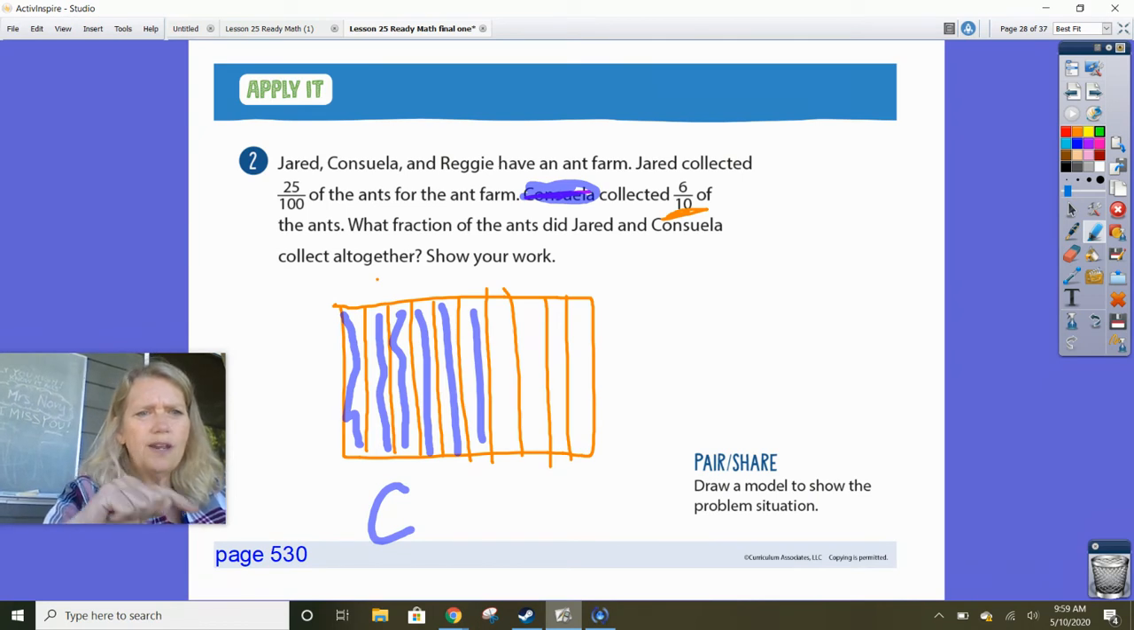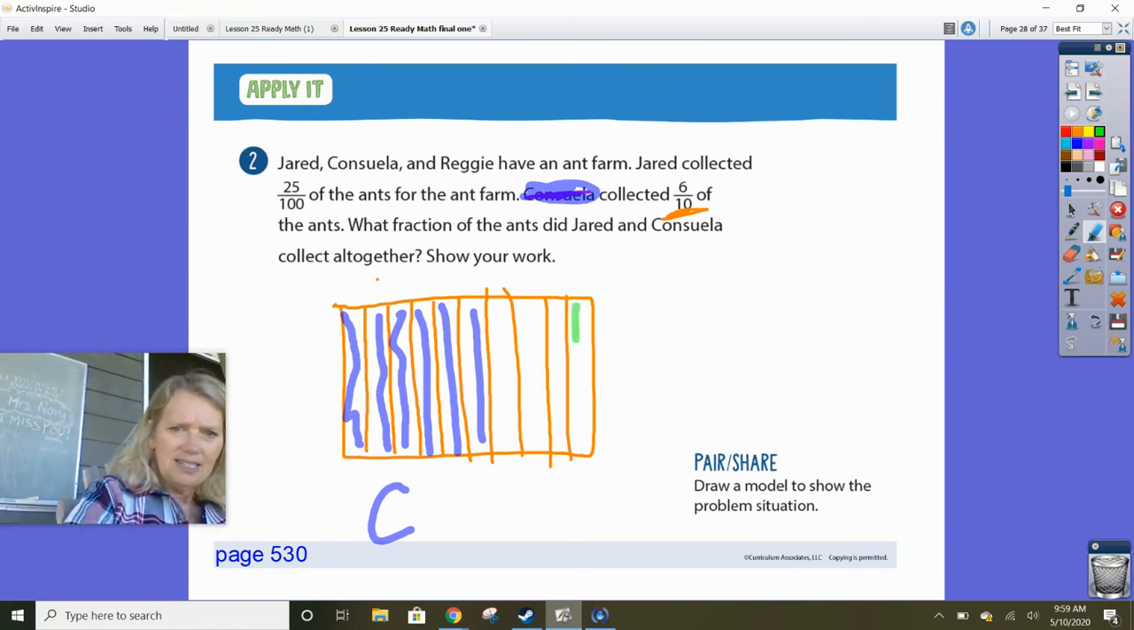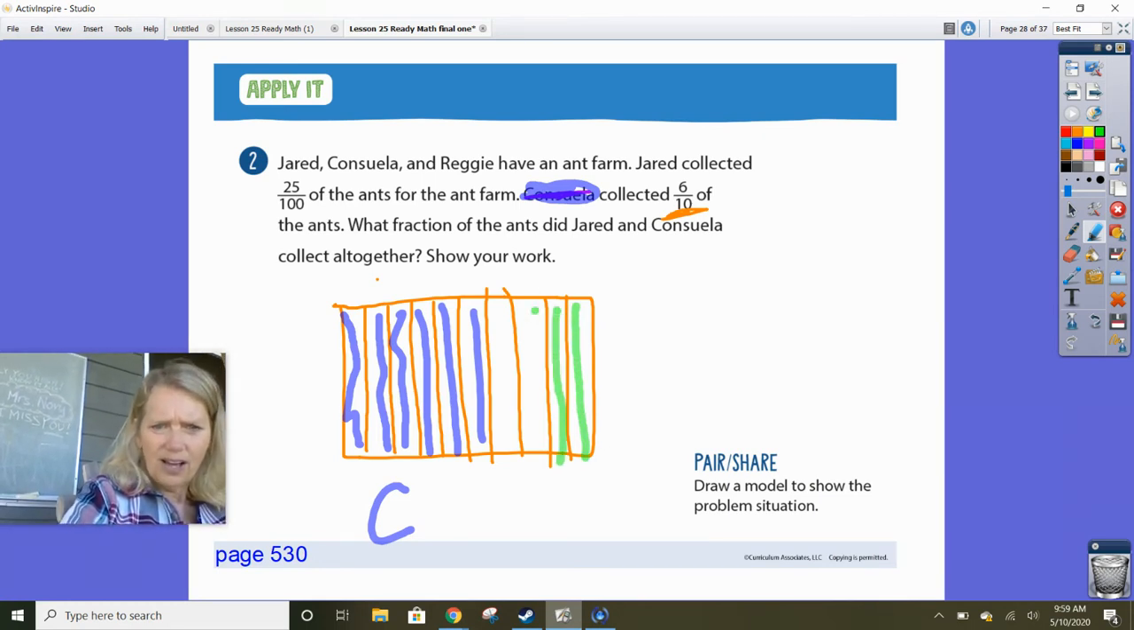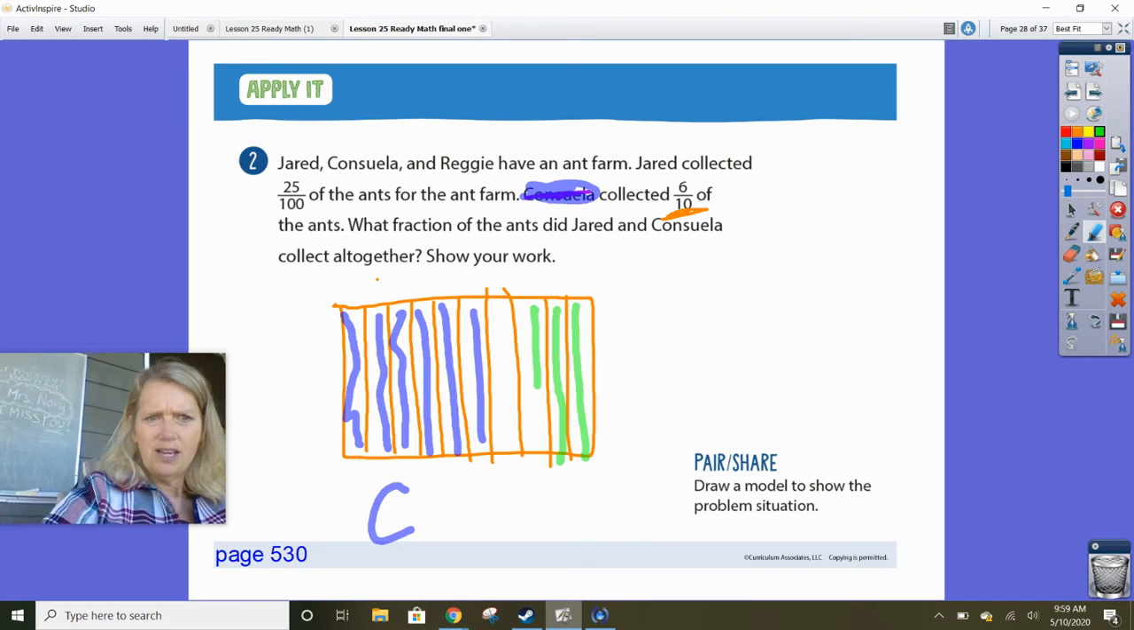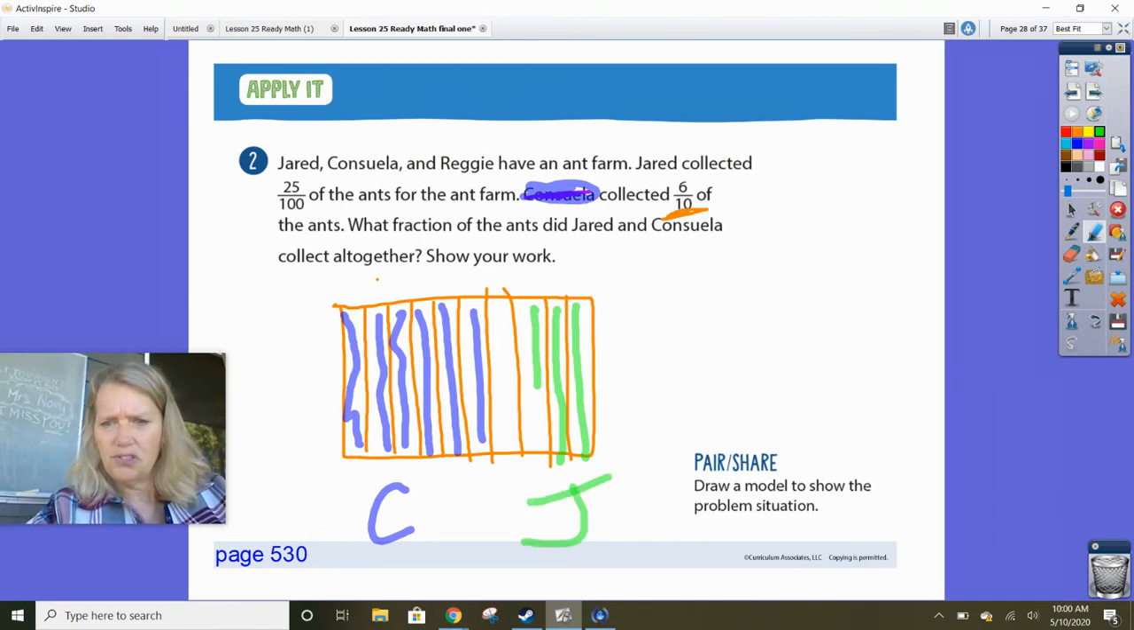So Jared's got 25 hundredths. That means 10, 20, and then 5. So it goes halfway. And that's Jared. Reggie must have the rest.